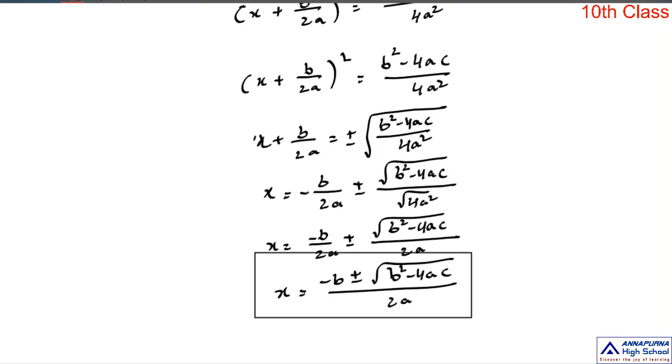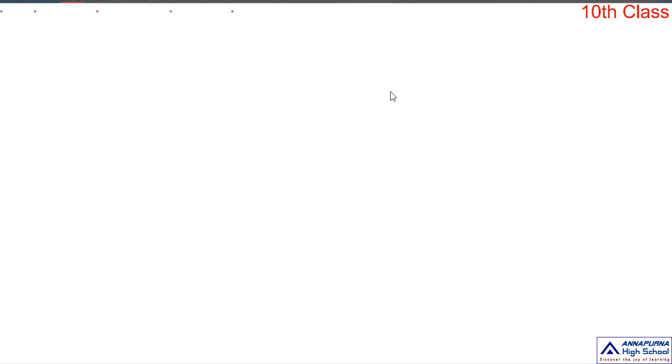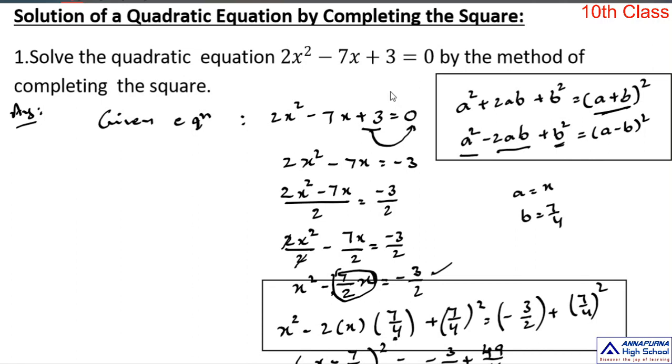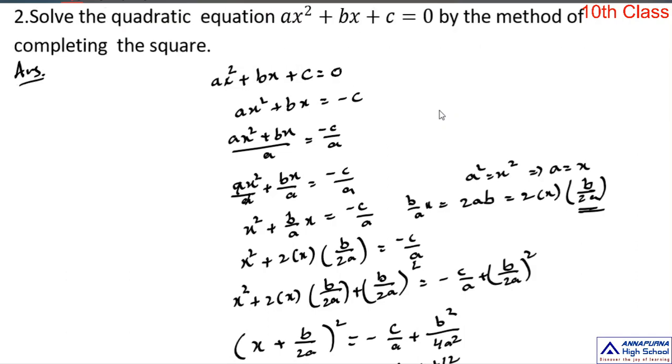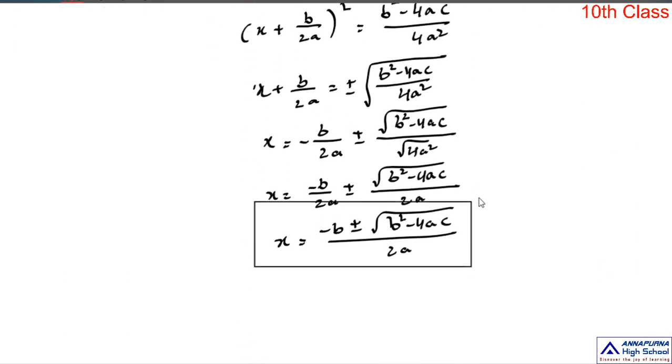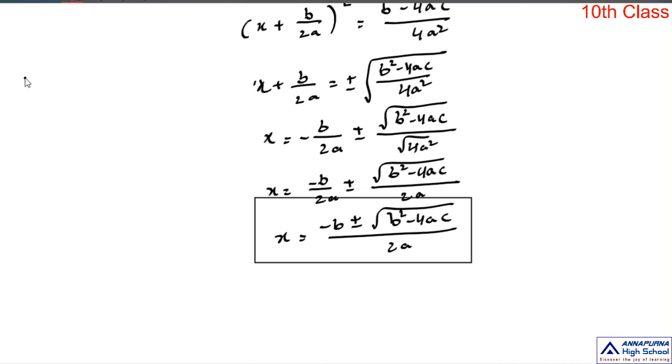Let us take the previous example. What is the previous equation? It's 2x square minus 7x plus 3. So this is the quadratic equation. Now we find the roots of this quadratic equation by using this generalized formula.